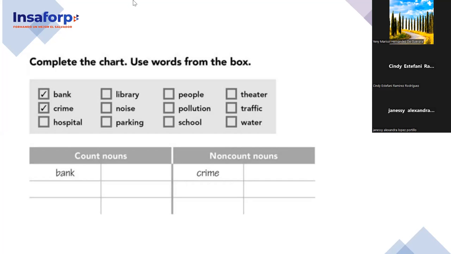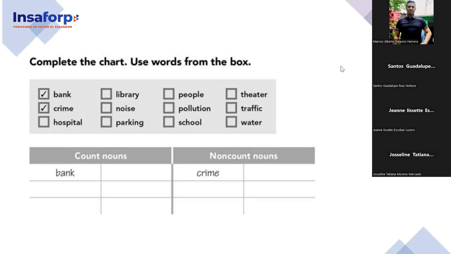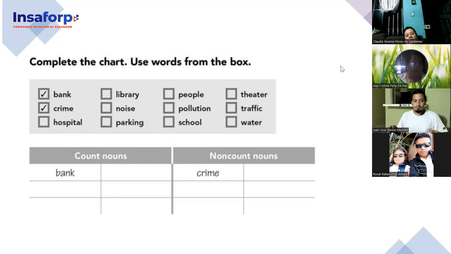Complete the chart. Use words from the box. Bank, crime, hospital, library, noise, parking, people, pollution, school, theater, traffic, and water. Count nouns, bank. Non-count nouns, crime. Thank you so much. Okay, so this is the vocabulary we're going to work today. And as you may know, yesterday we were working with count nouns and non-count nouns. What is the difference between count nouns and non-count nouns?